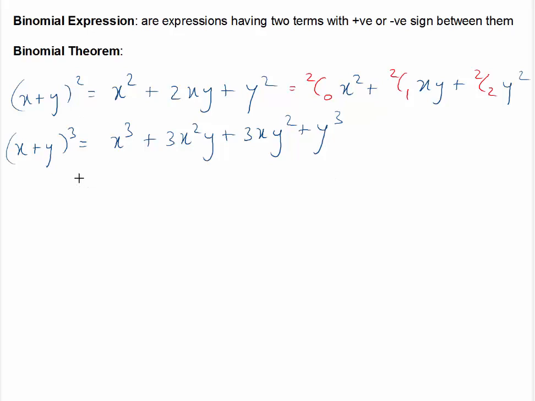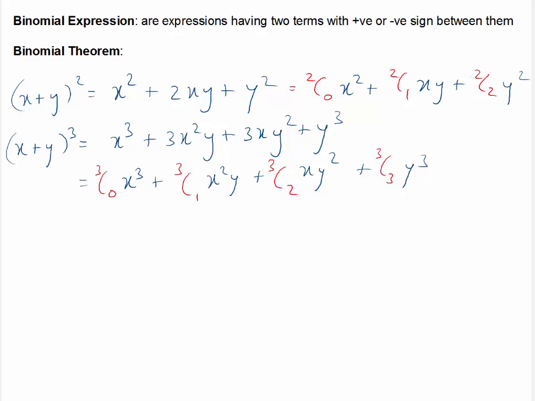Now similarly, this can be written as, so x³, now this is x²y, this is xy², and this is y³. Now the coefficient of this is 1, which is 3C0. This is 3C1, which is 3. This is 3C2, which is still 3. This is 3C2, which is again 3. And this is 3C3.